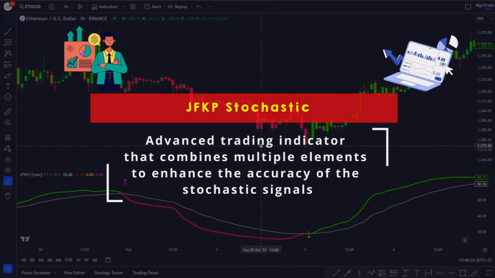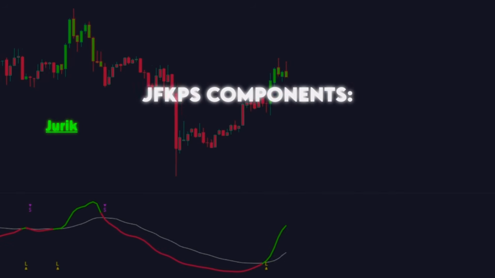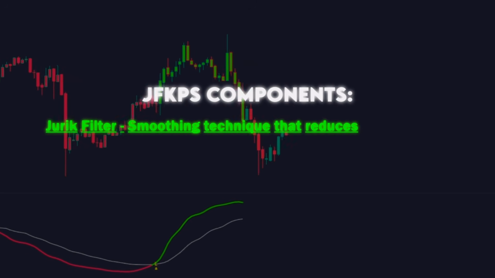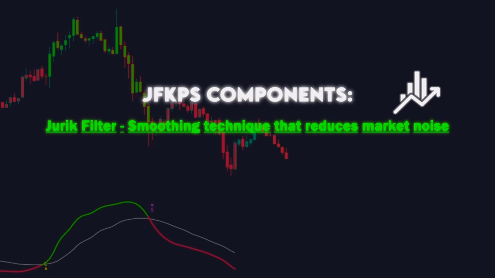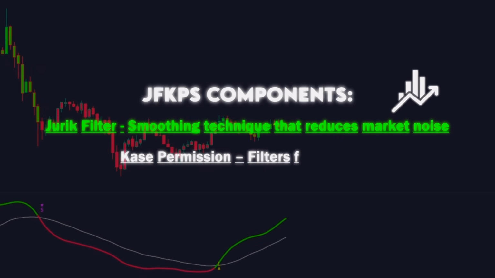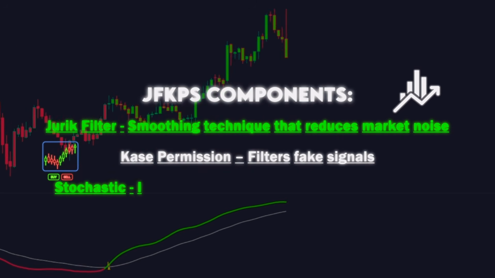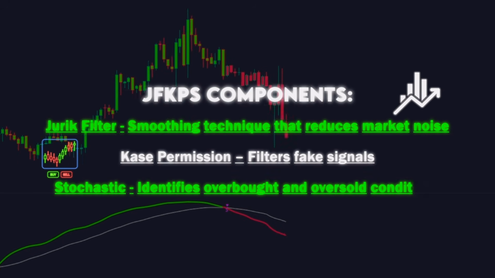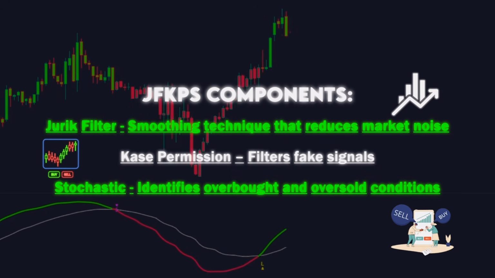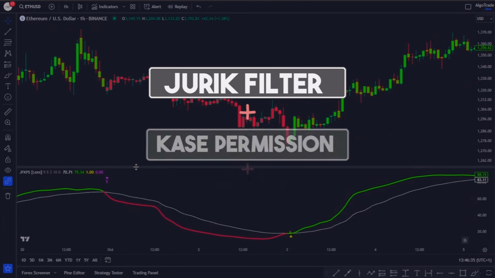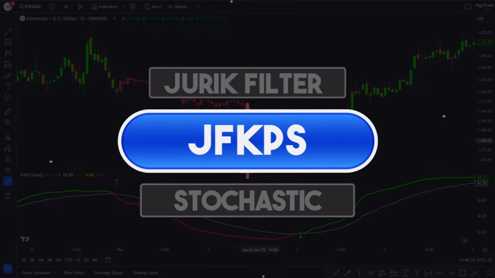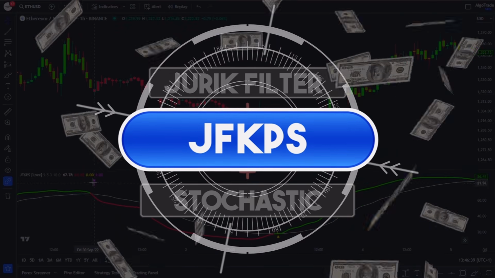of the stochastic signals. It is formed by the Zurich filter, a smoothing technique that reduces market noise, the Kase permission, which filters fake signals, and by the stochastic, which identifies overbought and oversold conditions in the market. By combining these three elements, we have an indicator that gives precise and profitable trading signals.